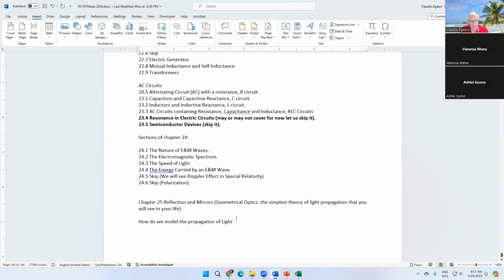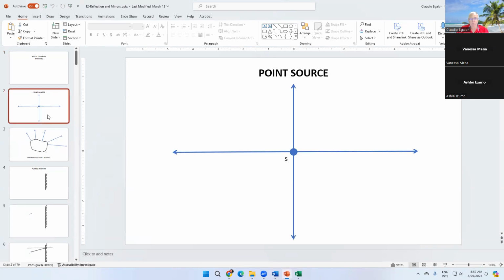And how do we model the propagation of light? We start with a point source. Suppose that you have a point source, a point of light, very small. It can be one of those LED sources that have a very small area from which the LED emits light. We say that this point source emits light in every possible direction.